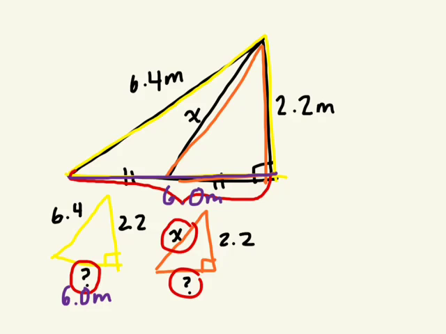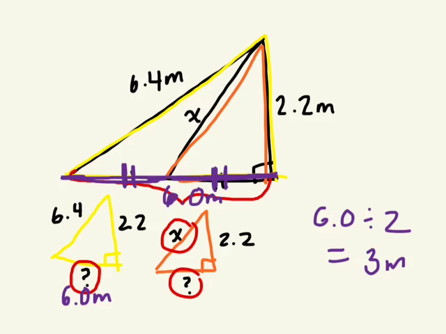But what do you know about the yellow triangle? What does this mean? These lines. So the length from here to here is the exact same as the length from here to here. So if the whole thing is 6 and it's cut into two parts, can you find the length of each of the parts? What would it be? Okay, so we would divide it by 2 because it's cut into two parts, so it would be 3 meters. So this is 3 meters and this is 3 meters.